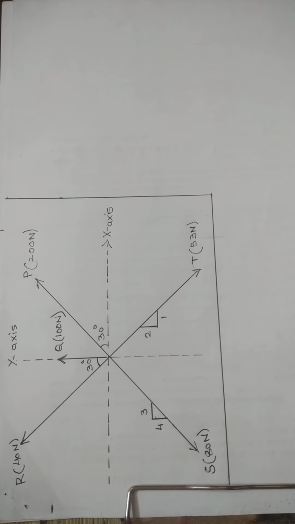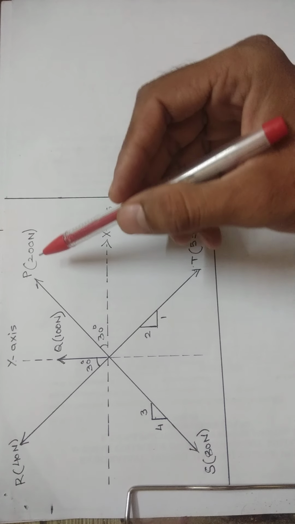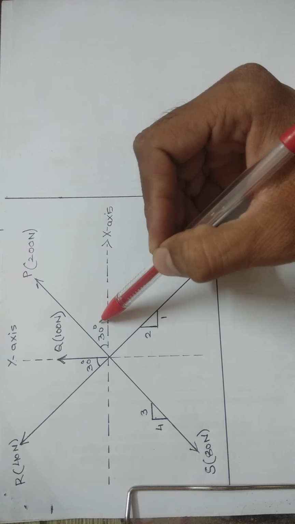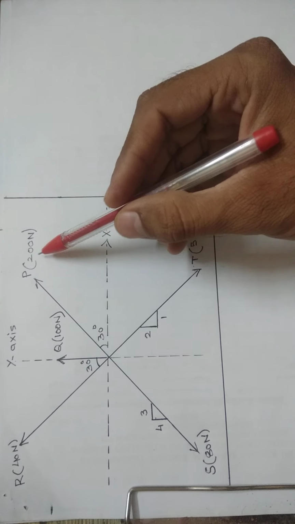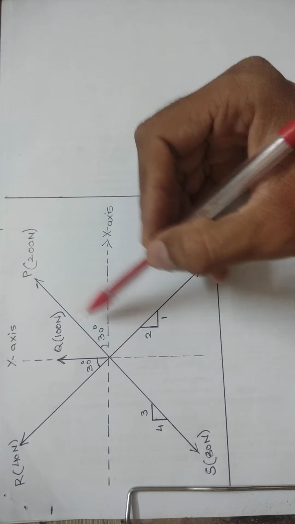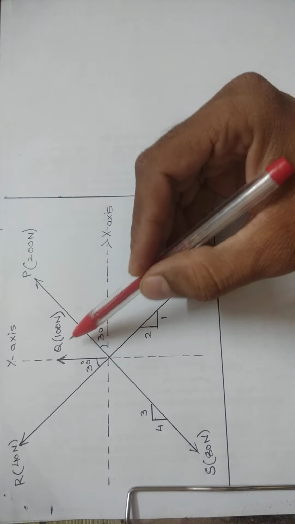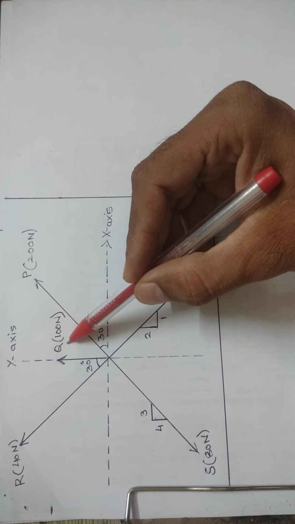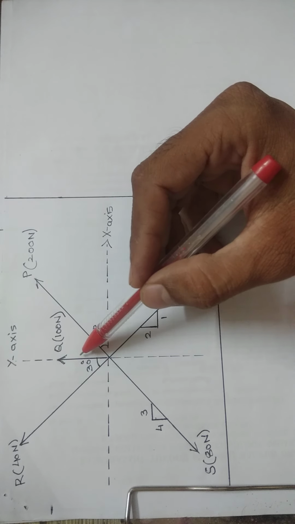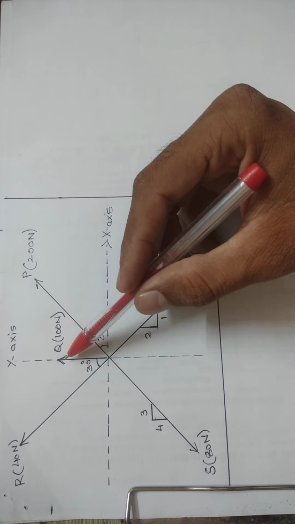While resolving the forces along the x and y axes, we have to keep some things in mind related to the resolution of forces. Here there are four different forces. Force P is 200 Newton, acting in the upward direction, making an angle of 30 degrees with the horizontal. Then there is a Q force of 100 newtons, which is not making an angle with the x or y axis. It is just vertical, along the y axis.